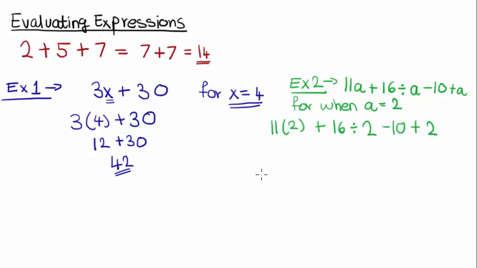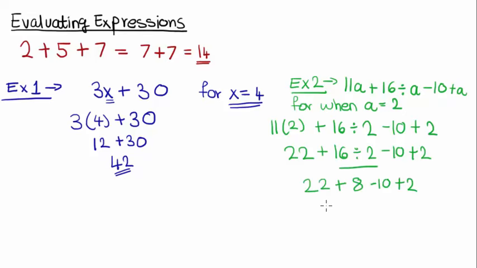Now all we need to do is evaluate this numerical expression using PEMDAS. Referring back to PEMDAS, we know that the first thing that we need to do is multiply the 11 and the 2 together to give us 22. The next thing that we need to do is divide 16 and 2 together. This will give us 8. Moving on, we need to add 22 and 8 together to give us 30. Then subtract 10 from 30 to give us 20. And finally add 20 and 2 together to give us our final answer of 22.